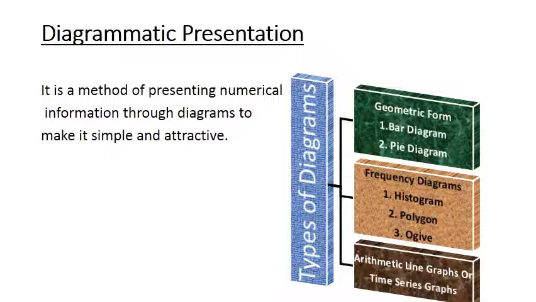When we talk about diagrammatic presentation of data, it is very important to present the data with a suitable diagram. So there are different types of diagrams. We have geometric form, frequency diagrams, and arithmetic line graphs or time series graphs. In geometric form, there are the bar diagram and pie diagram. In this geometric form, we can present only individual information, individual data.